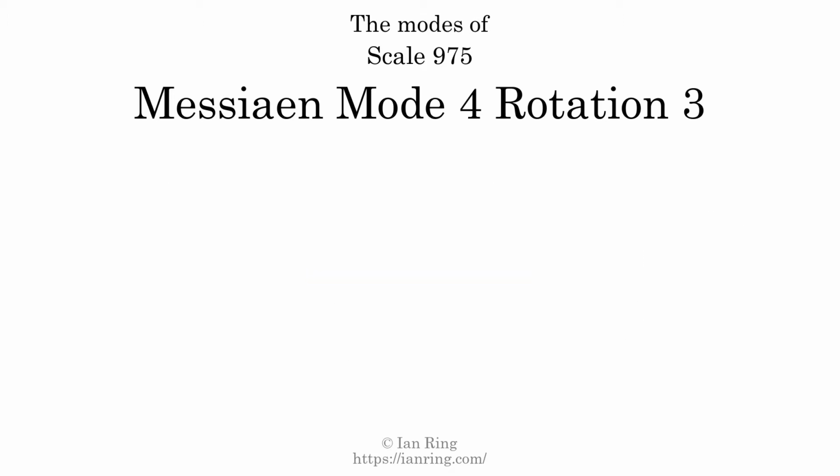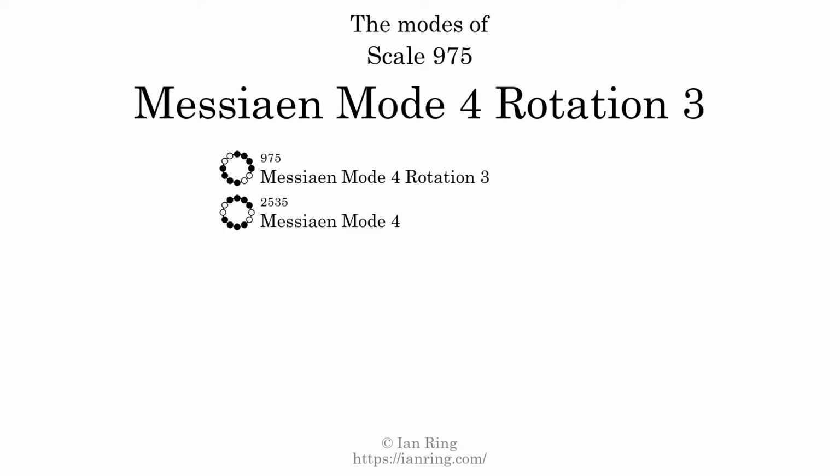This scale has 4 modes. The first mode is itself. The second mode is scale 2535, also known as Messiaen Mode 4. It sounds like this.